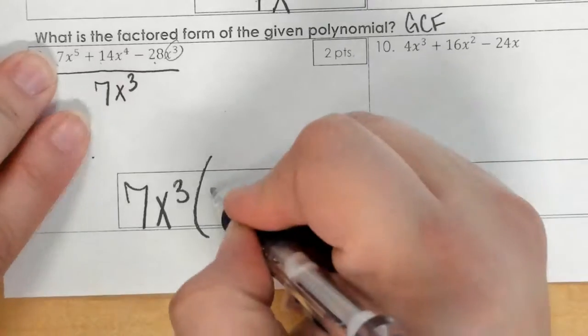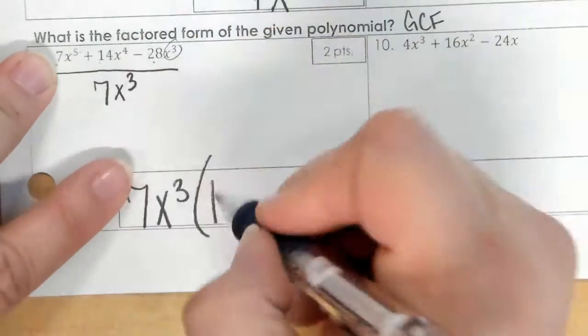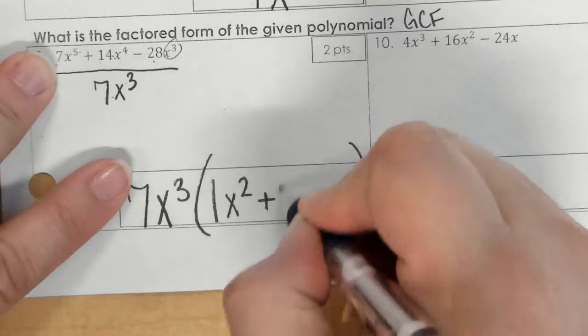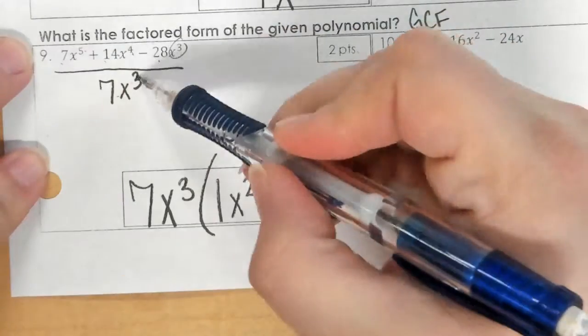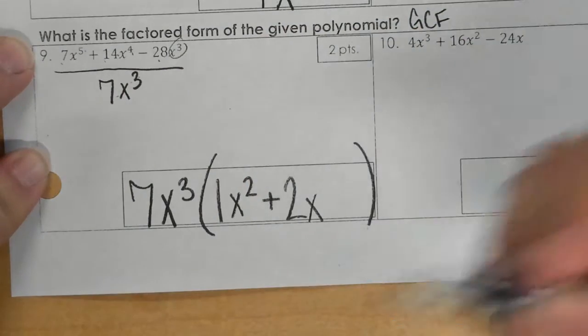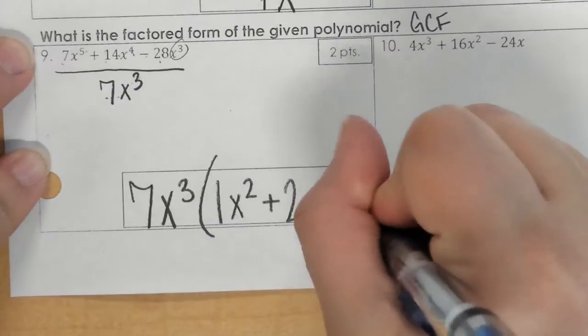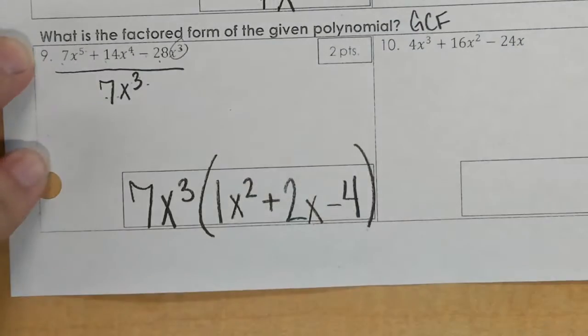So 7 divided by 7 is 1. 5 minus 3 is x squared. 14 divided by 7 is 2. 4 minus 3 is x to the first. And then negative 28 divided by 7 is negative 4. 3 minus 3 is 0, I don't write it down.